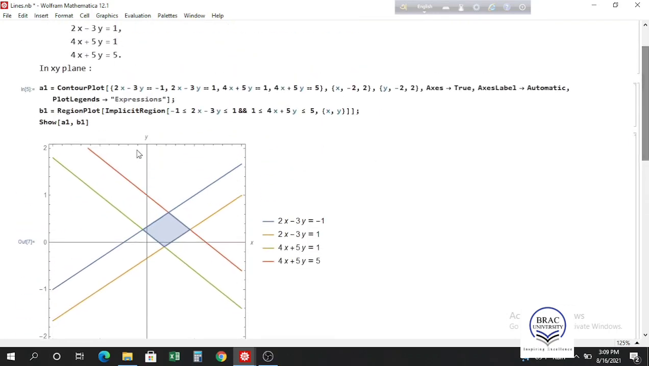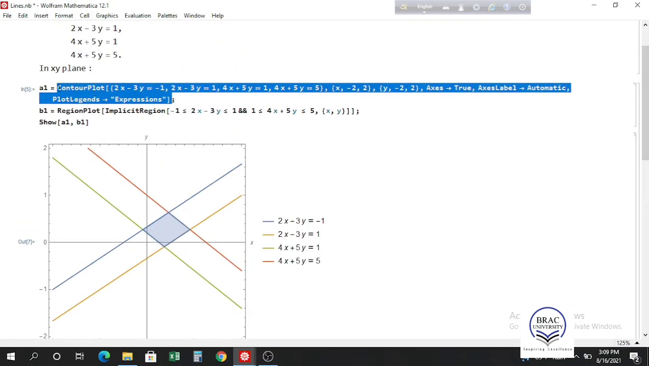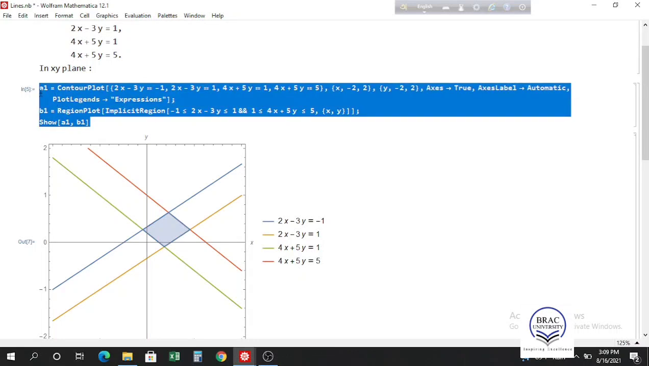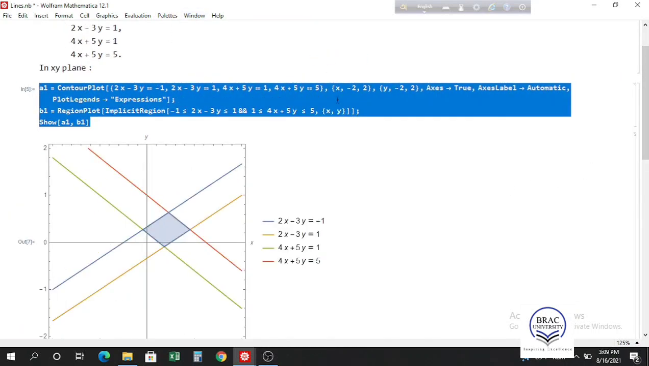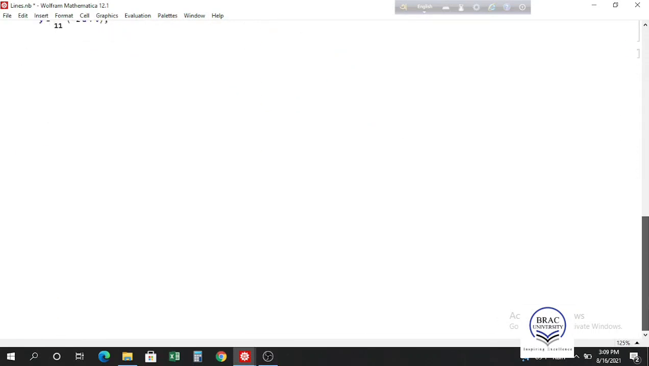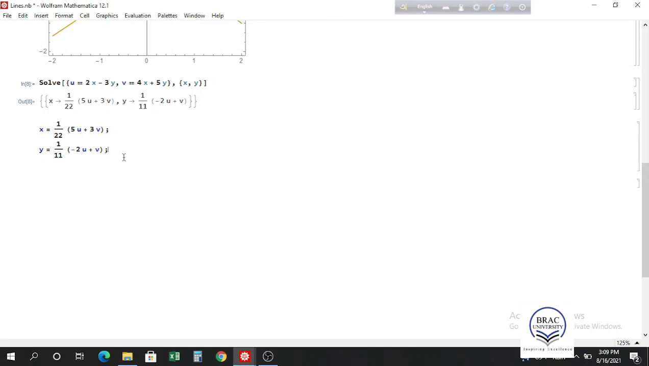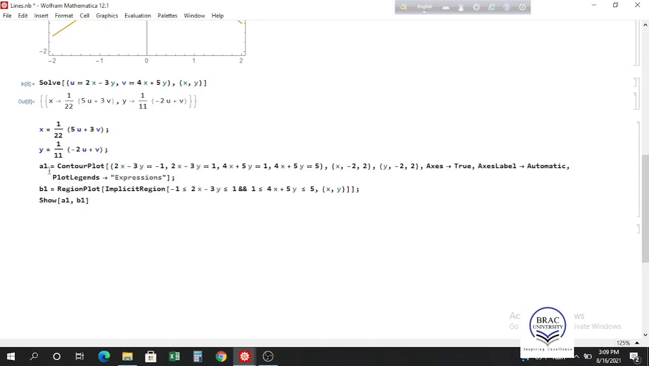Now before finding the Jacobian, let's plot our region in the UV plane. So let's copy paste all these commands here and change the variables to a2 and b2. Now as we have defined x and y, Mathematica will substitute the value of x and y in the commands. So these equations inside contour plot are now in terms of u and v, because we have defined x and y in terms of u and v.